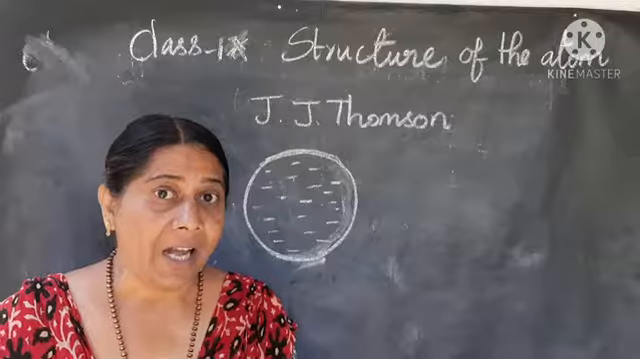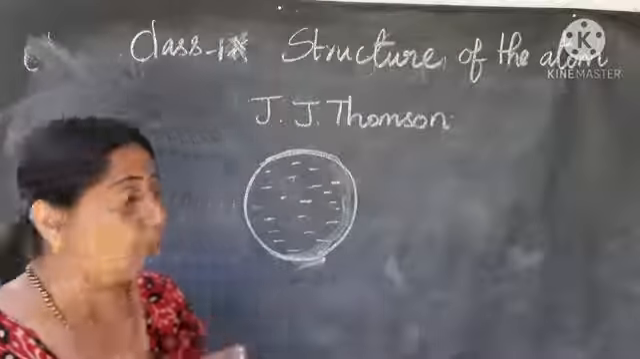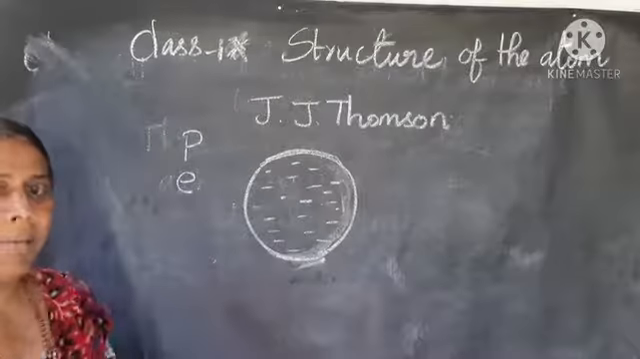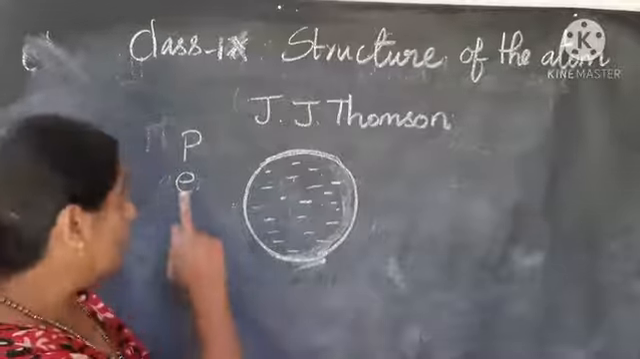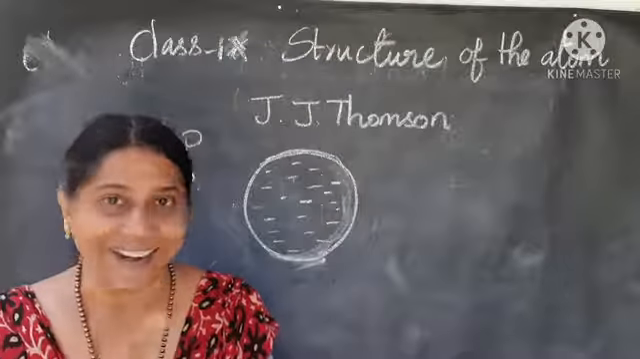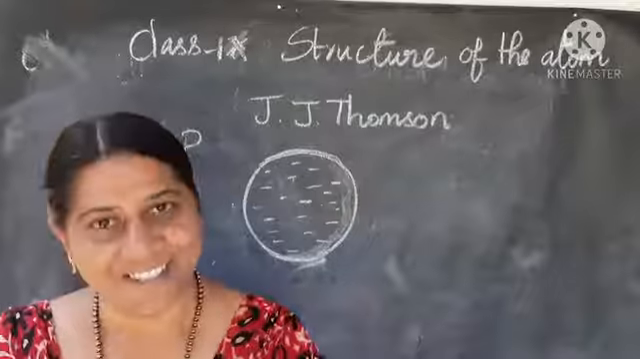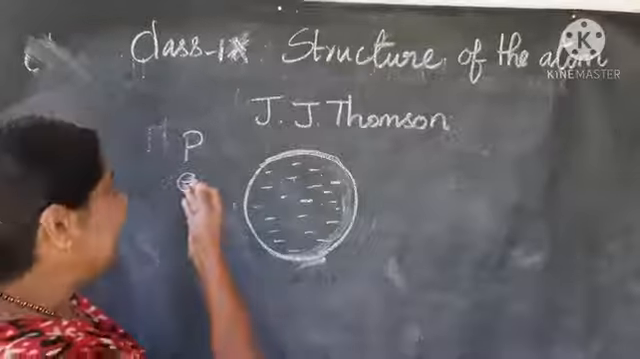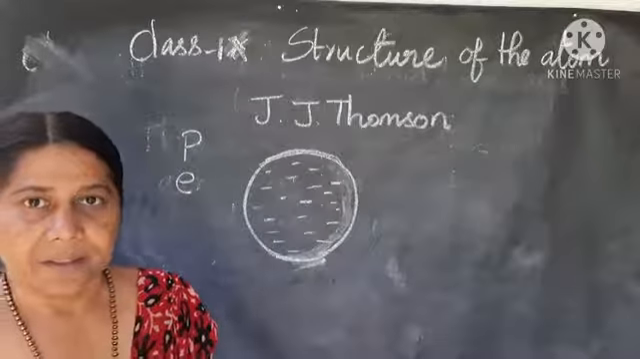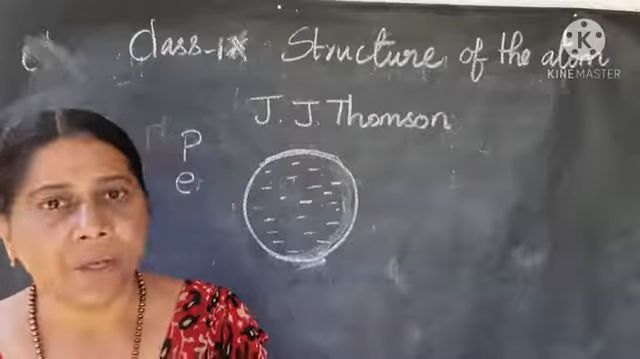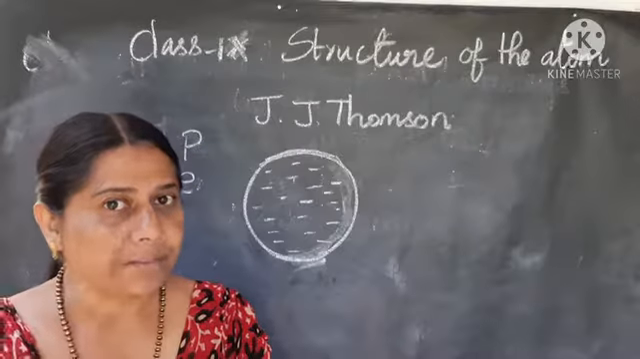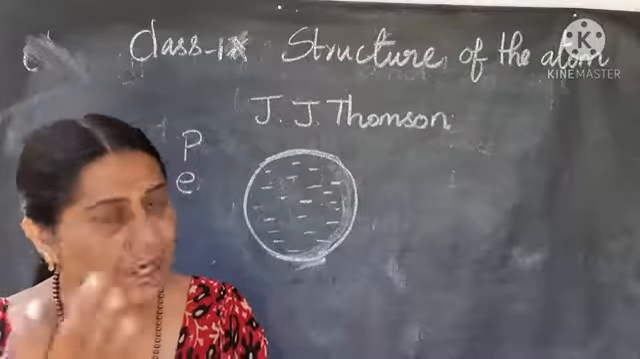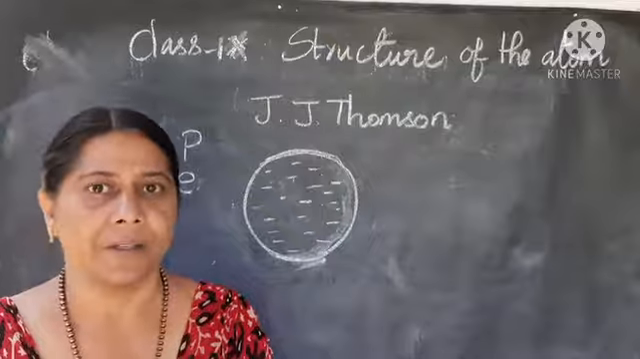Okay, you know very well. Proton is denoted by the letter small p and electron by e. Proton is positively charged and electron is negatively charged. Where do they occupy? They also proved that protons are accumulated at the center of the atom and electrons are spread out here and there.